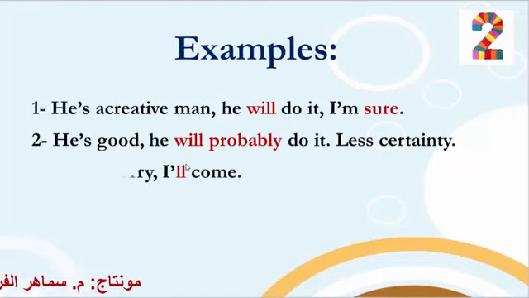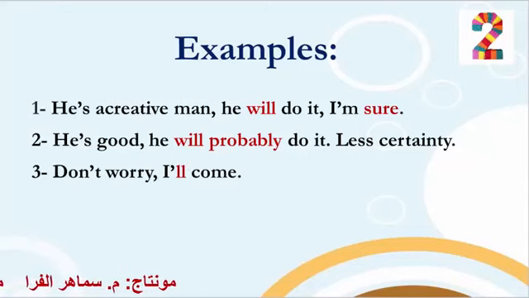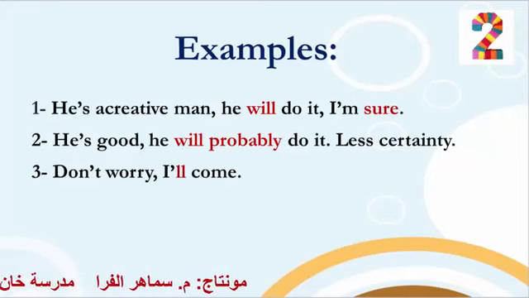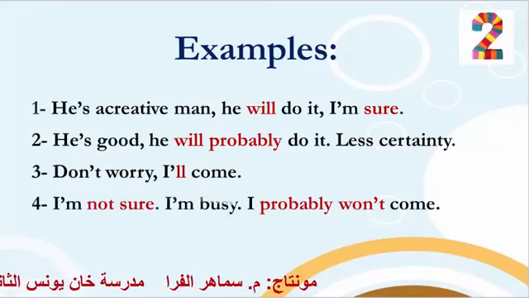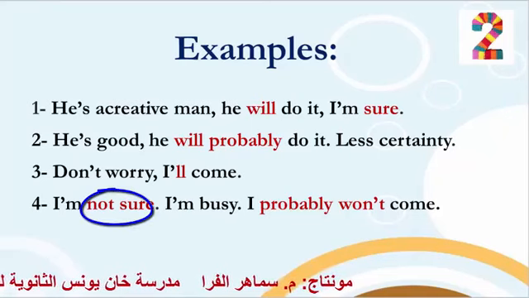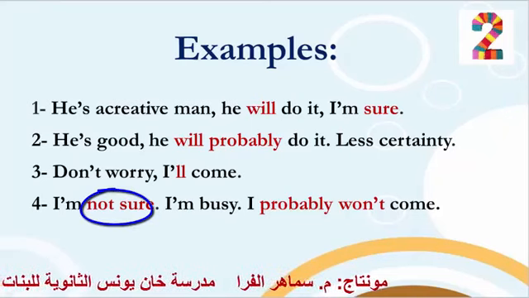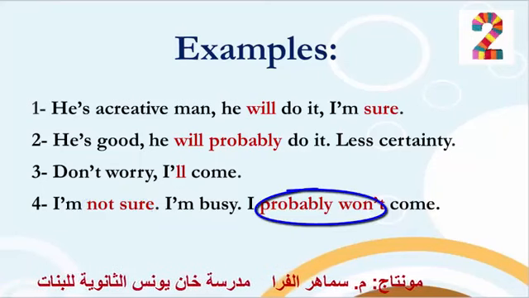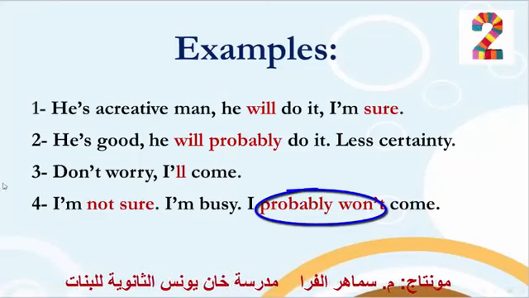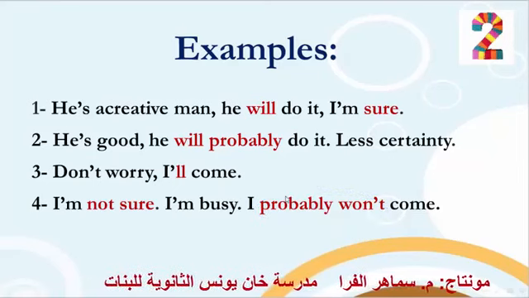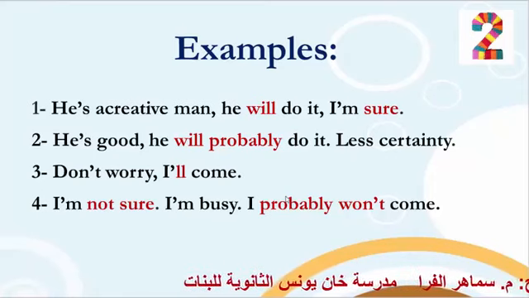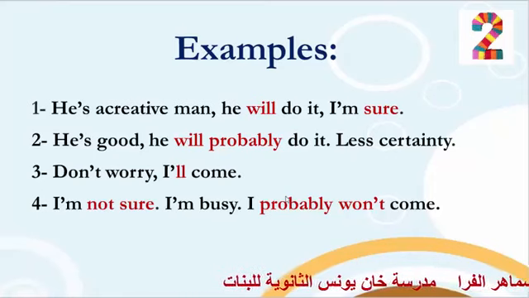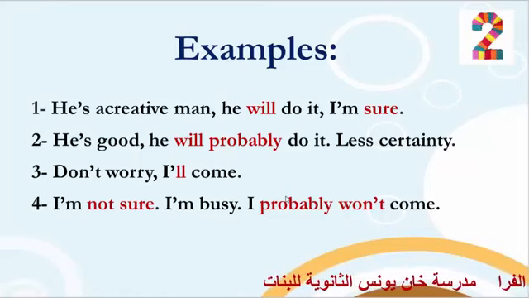Let's have the third example. Don't worry, I'll come. It is a promise. The meaning is a promise here. I'll come and don't worry. Number 4. I'm not sure. I'm busy. I probably won't come. Why? Because I'm very busy. And so here, notice the location of probably. It is always before the modal verb or the negative form of the modal verb won't. We should say I probably won't, not won't probably.